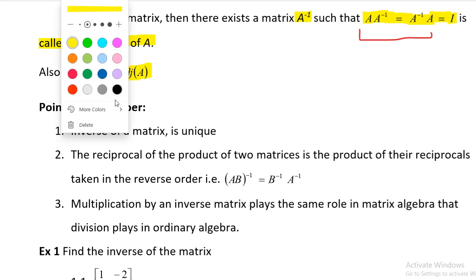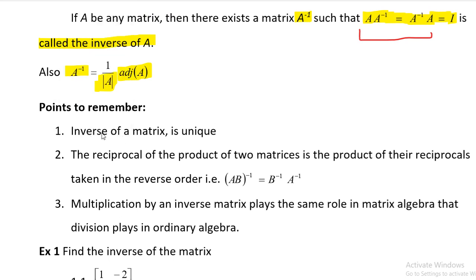Let's discuss the properties. The inverse of a matrix is unique. You don't get more than one inverse. If A is fixed, its inverse, if it exists, is unique. Not all matrices have an inverse, remember. Second property: the reciprocal of the product of two matrices is the product of their reciprocals.